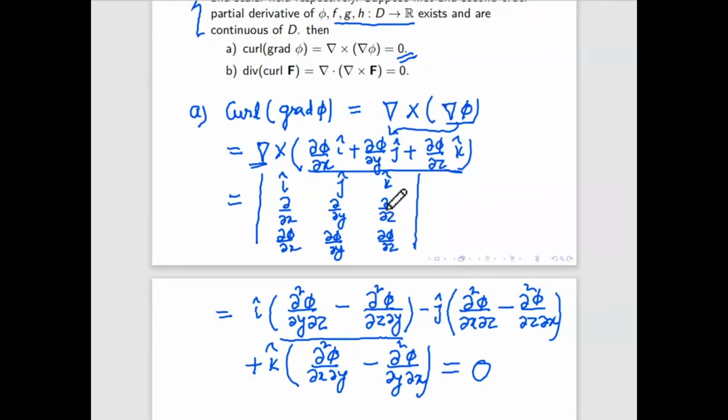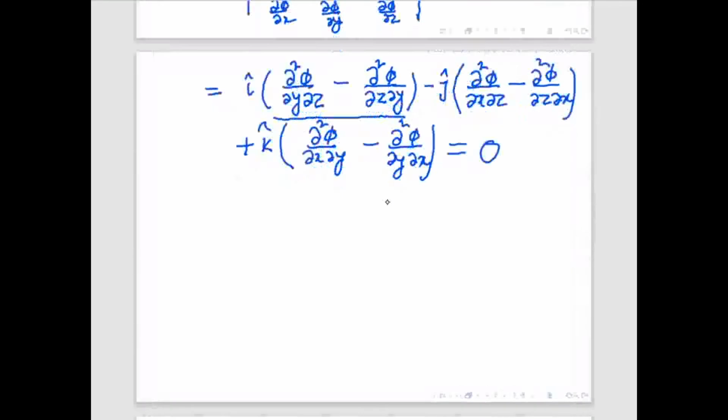So now we'll do the second one. Divergence of curl f is 0. Divergence means dot product, curl means cross product. So curl means cross product, divergence means dot product. So we'll do part B.